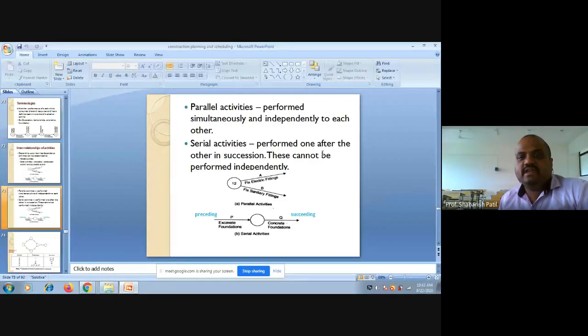Similarly, serial activities can be performed one after the other in succession, and these cannot be performed independently, they are dependent. So that's why they are supposed to be executed in a serial way. And again here, between P and Q, P is a preceding activity for activity Q. Similarly, Q is a succeeding activity for P. P is predecessor to Q, whereas Q is successor to P. So this is a different classification as far as serial activities are considered.